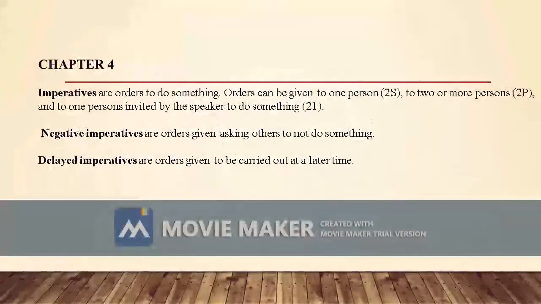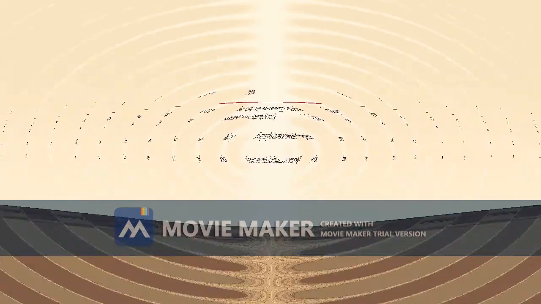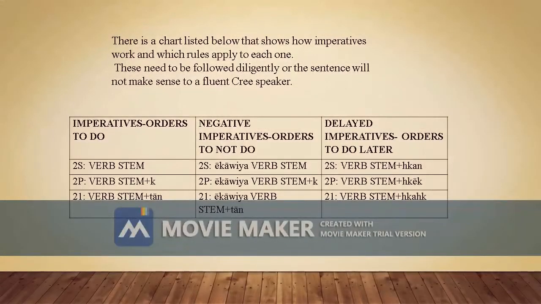Chapter 4. Imperatives are orders to do something. Orders can be given to one person, 2S, to 2 or more persons, 2P, and to one person invited by the speaker to do something, 2-1. Negative imperatives are orders given asking others to not do something. Delayed imperatives are orders given to be carried out at a later time. There is a chart listed below that shows how imperatives work and which rules apply to each one. These need to be followed diligently or the sentence will not make sense to a fluent Cree speaker.